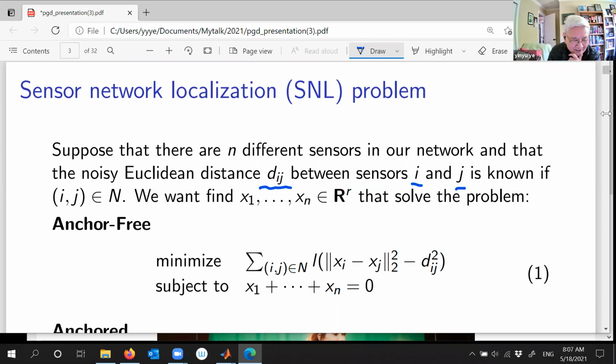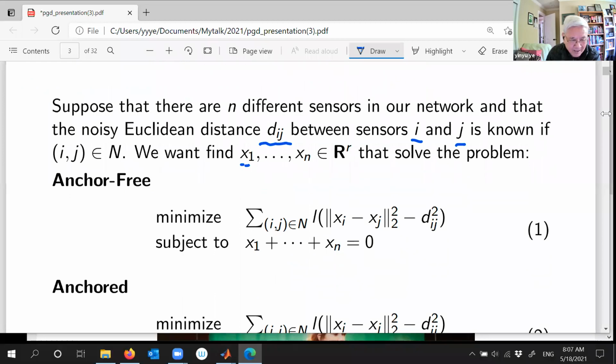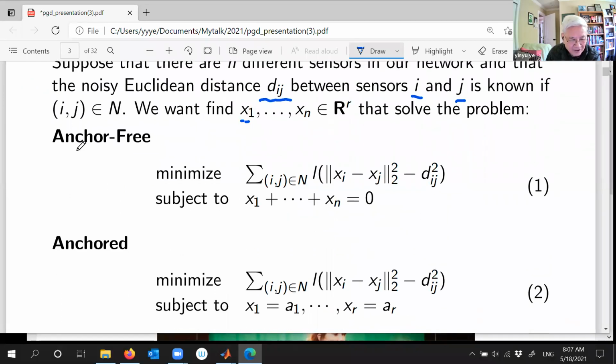For all those distances, we basically want to find the coordinate positions. x1: if this is 2D, that's just the XY axis; if this is 3D, then you have XYZ. So each one is a triple, a vector in R to the d. For real applications, d could be 2 or 3. Basically, we want to solve these kinds of functions.